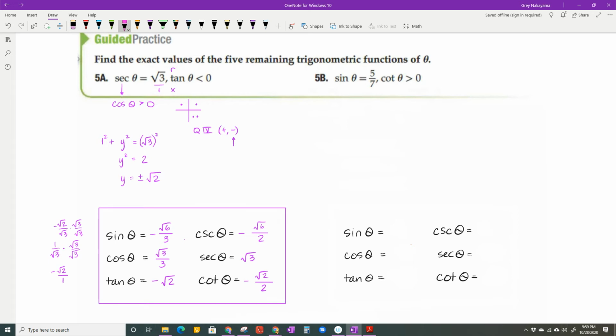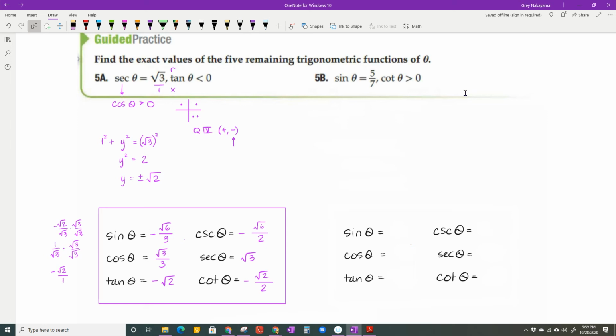All right, let me look at one more of these kind. So the sine of theta is 5 over 7. Cotangent of theta is greater than 0. So the order doesn't matter.